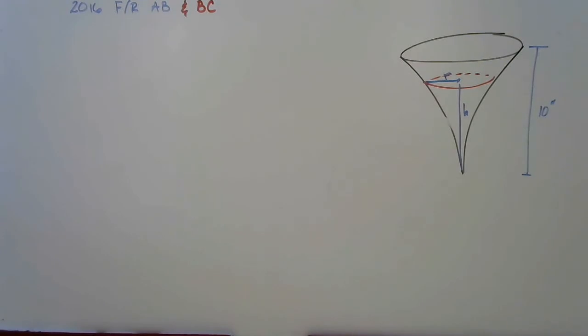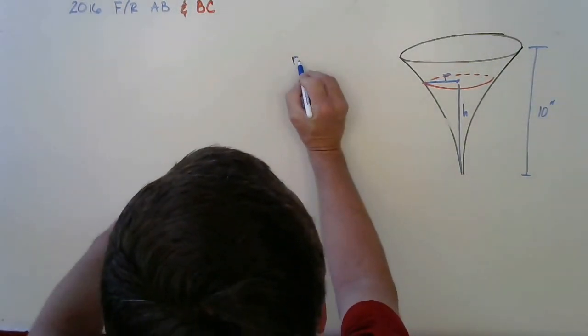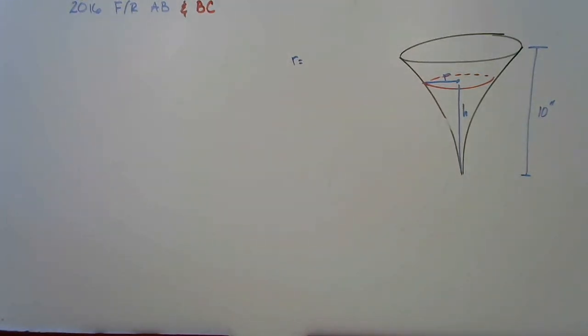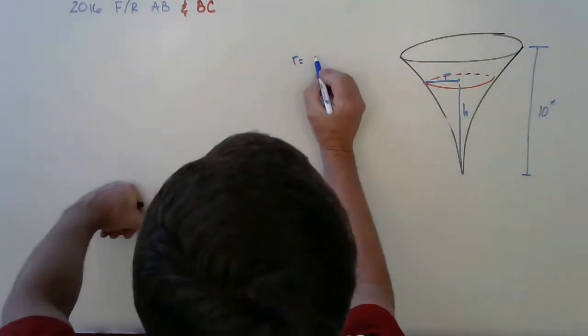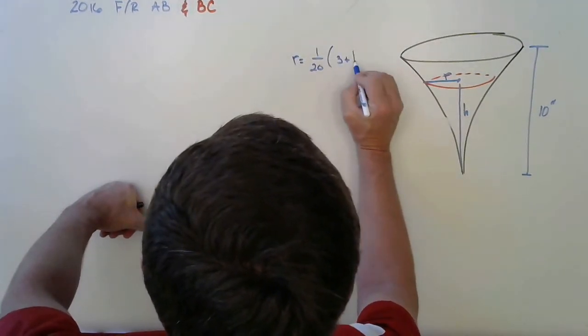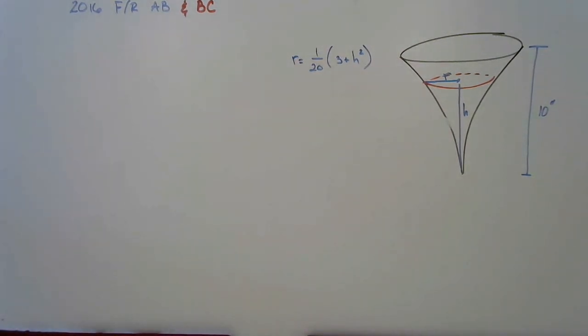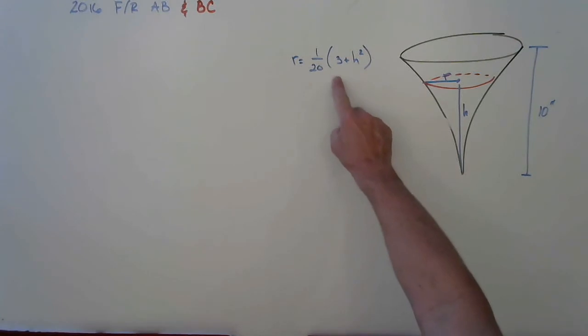And the radius is given by, so they give us the radius, but they give it to us as a function. The radius is equal to 1/20th times 3 plus h squared. Now here's the kicker about what just happened. This is going to be a related rates problem, right? It looks like one of those related rates problems we did back in the day. We always did problems with cones. But this is a nice related rates problem.